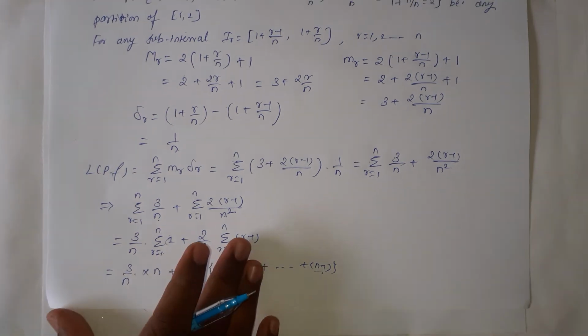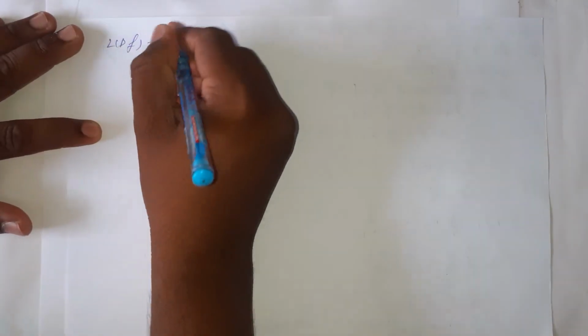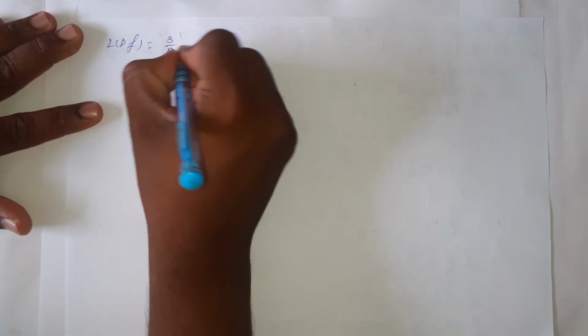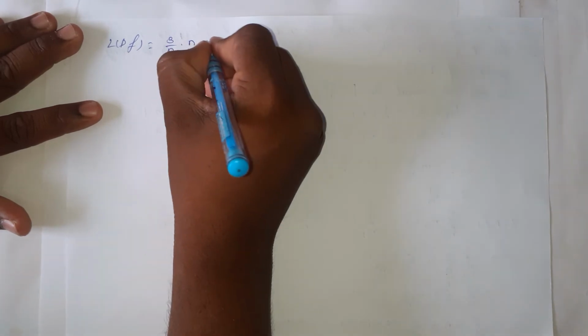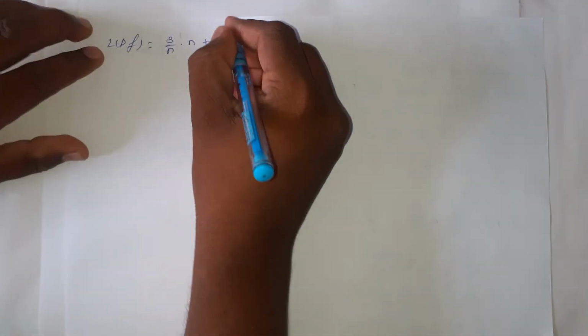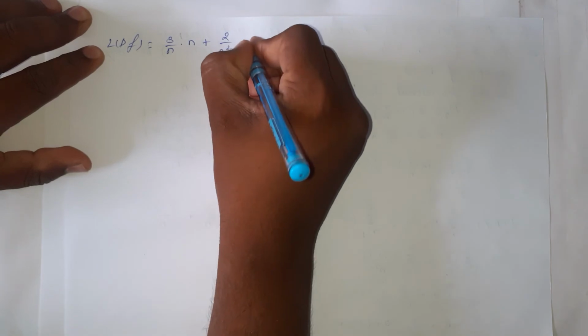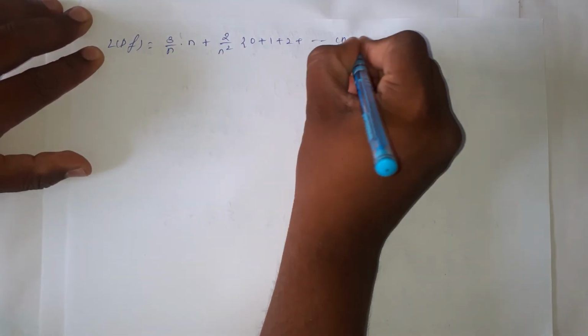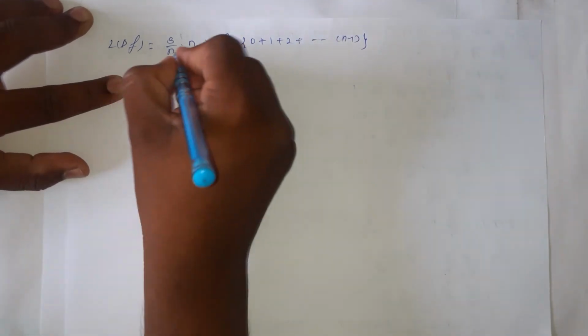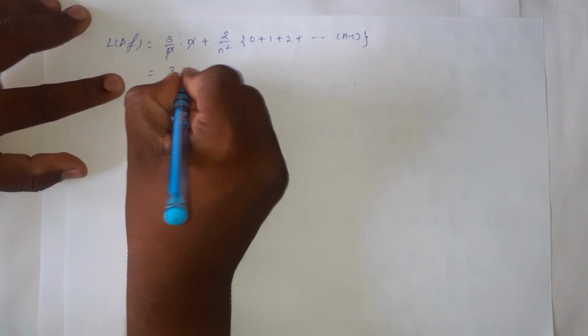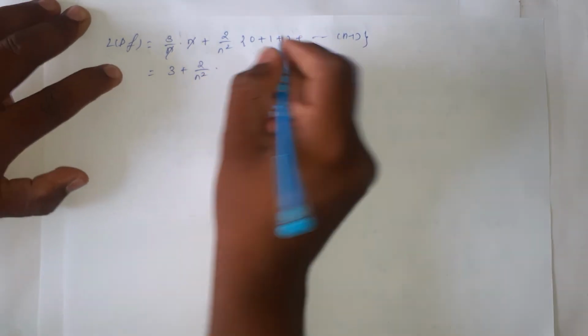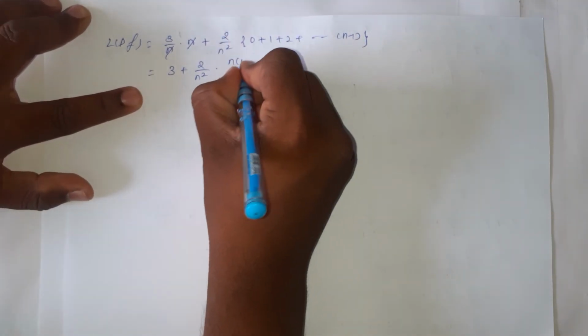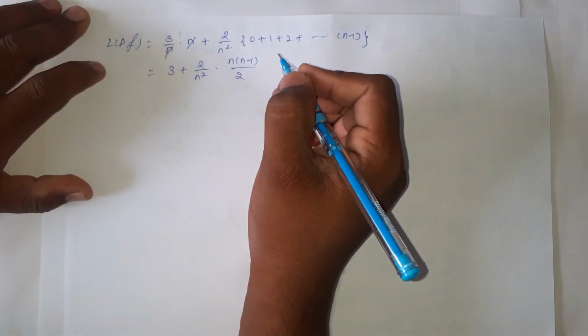So therefore it becomes, so here LPF is equal to 3 by n into n plus 2 by n square, and it is 0 plus 1 plus 2 up to n minus 1. Then it is equal to, here n and n get cancelled, it is 3, then 2 by n square, and its sum is given by n into n minus 1 by 2.